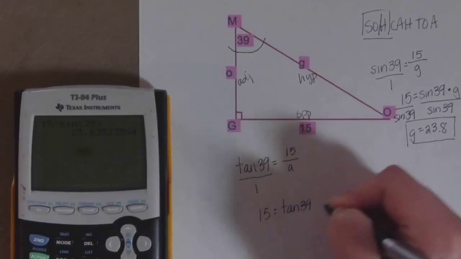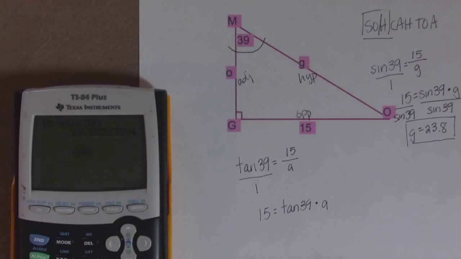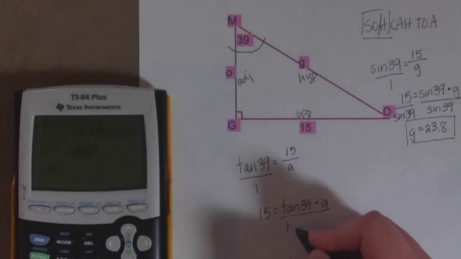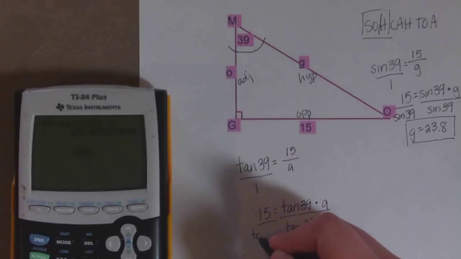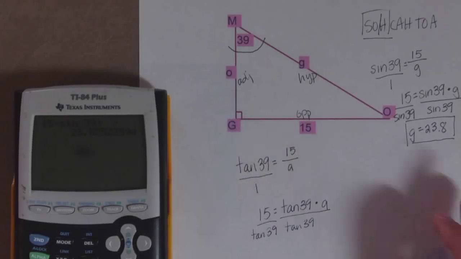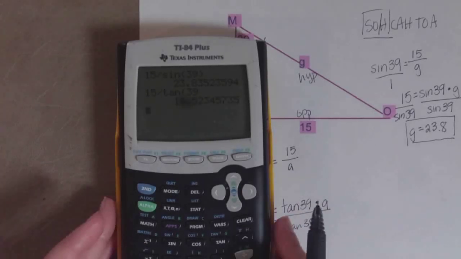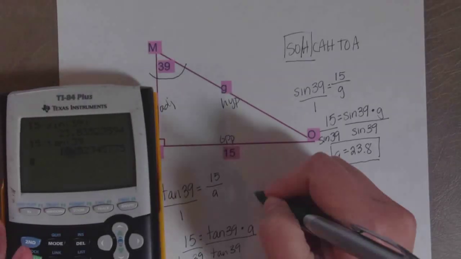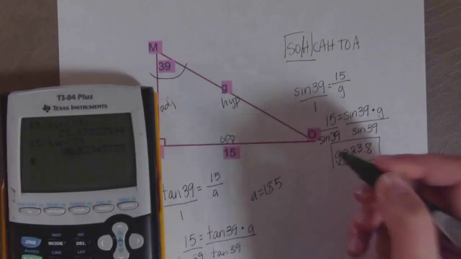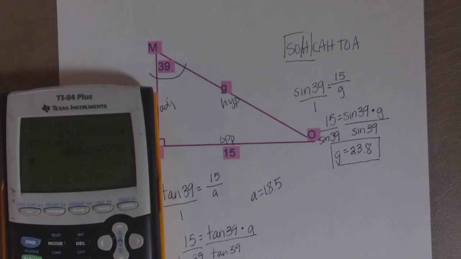So again, let's just ignore the fact that that looks weird. We're going to cross multiply and solve. Okay, just writing this out. Tangent of 39 times A. Okay, now we're just dividing both sides by tangent of 39, ignoring the fact that there's a word in our math problem, because we're going to put it right in our calculator. Okay, 15 divided by the tangent of 39. Boom. 18.5. So A equals 18.5. There you go, ladies and gents. I hope that all makes sense to you.